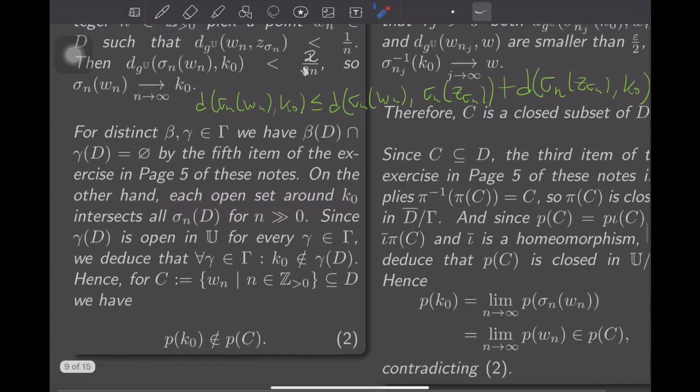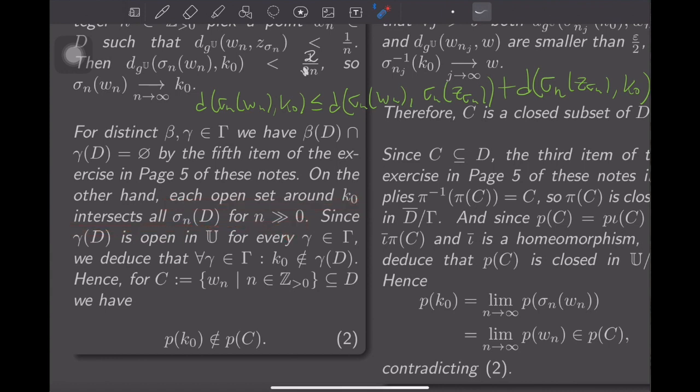But that means that for any gamma, k naught is not going to be in gamma of D, because if k naught were in gamma of D for some gamma, gamma of D would be an open set containing k naught, and this gamma of D doesn't intersect any other, let's say, eta of D, or any other beta of D. So I would have this open set without this property. Is it clear, or is it too intricate?